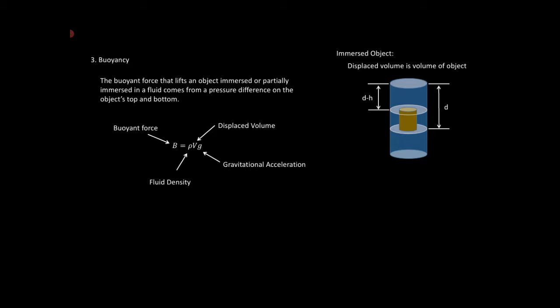Okay, so we have that buoyant force, and this is the way it's usually written. We could go into more detail, but let's not. The buoyant force is equal to the fluid density, times the displaced volume, times the gravitational acceleration. In the case of the immersed object, the volume is the entire volume of the object. It's sort of like the weight of the displaced water. If you're completely immersed, this volume is the volume of the object. But that's not always true.